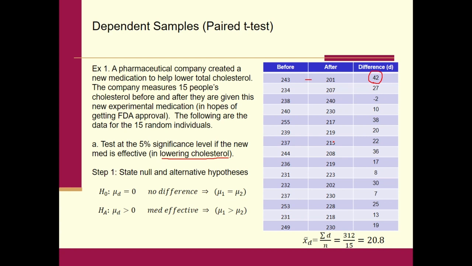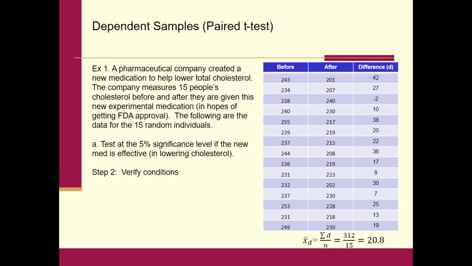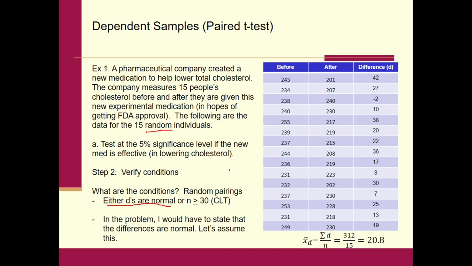Step 2, verify the conditions. What are the conditions? We need some random pairings, and we have the randomness right here, and either the D's are normal or n is greater than or equal to 30. N is not greater than or equal to 30, so we would have had to assume this, and state that in the problem. In the problem, I would have to state that the differences are normal, so let's assume this. I had limited space on the PowerPoint document, so I didn't put that, but we would have had to state that the D's are normal. Okay, so we can verify conditions and continue.